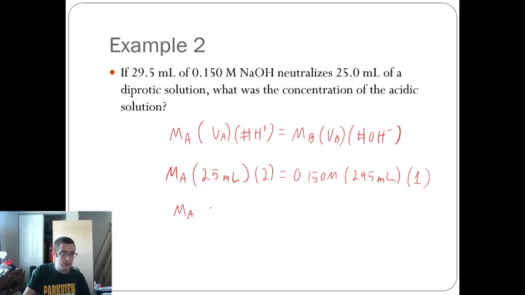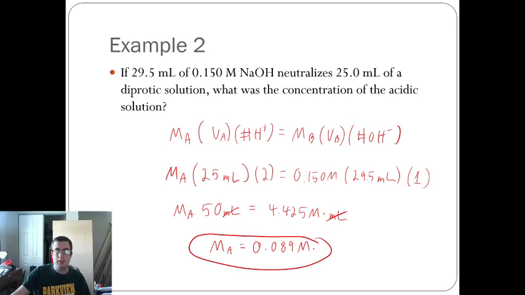So molarity times 50 milliliters, because 2 times 25. The other side is going to be 4.425 molar milliliters. We have milliliters on each side, so those cancel out. Divide each side by 50, so the molarity of our acid then is going to be 0.089 molar. And there we go. That is it.